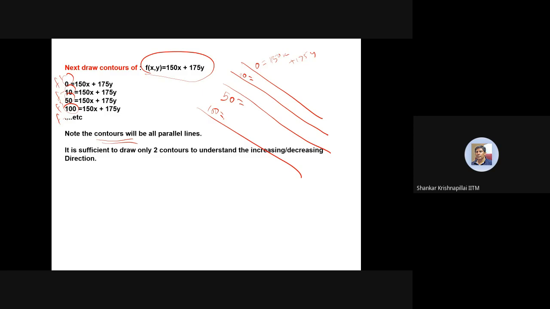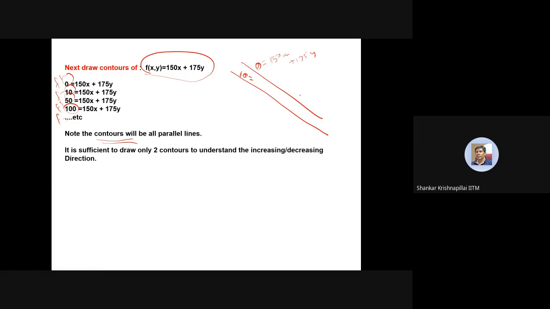So how to draw these contours? Because it's a linear objective function, we need to draw only two contours first. So we draw this 0 contour and we draw this 10 contour. We know that all the other contours will be parallel to these two. So these two things are not required.